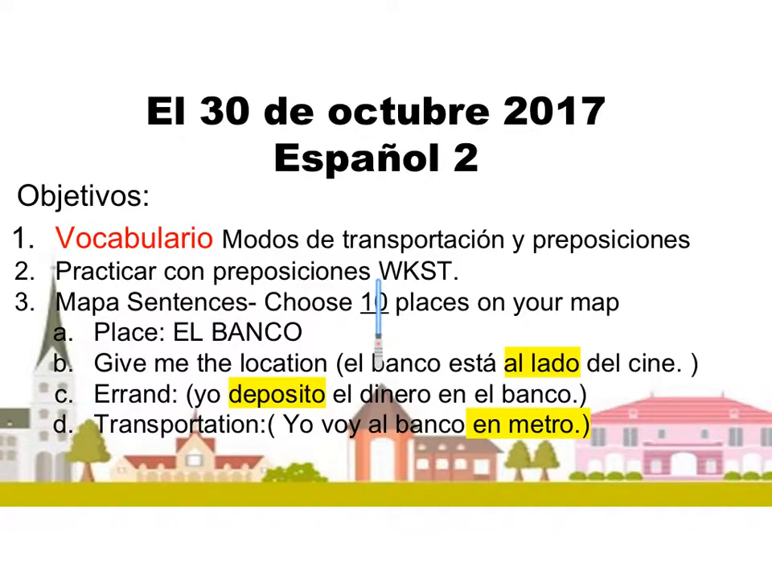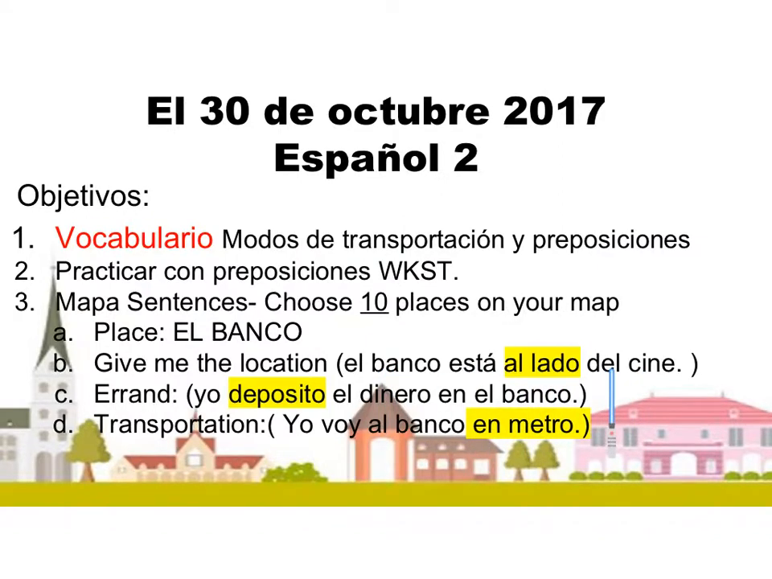So you're going to choose 10 places on your map that you created, and you are going to do 4 things with this. You're going to give me the place, you're going to give me the location, which is the prepositions. That's why I have to give those vocabulary words to you. So we've got el banco está, because you always use estar with the prepositions. Here's my prepositional phrase, al lado del cine. The bank is next to the movie theater.